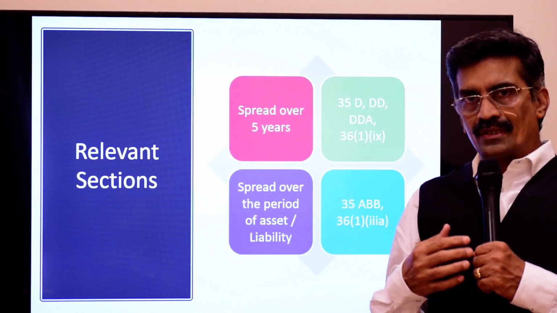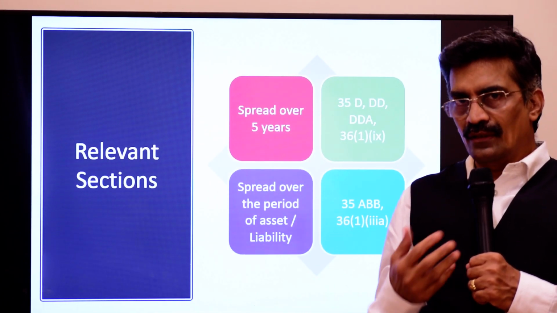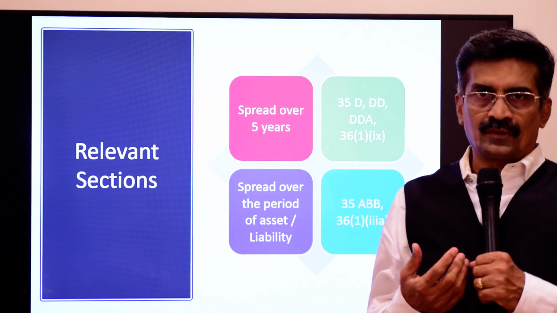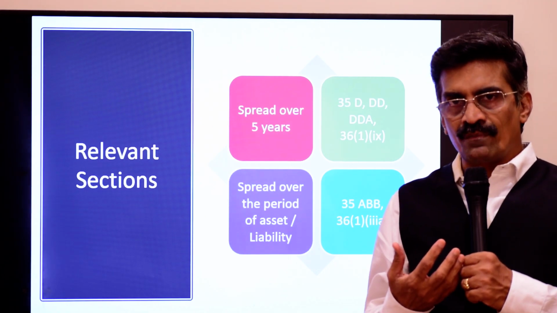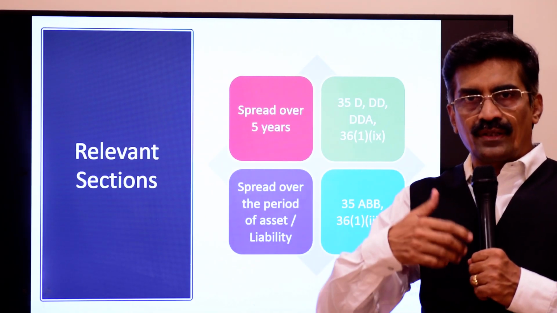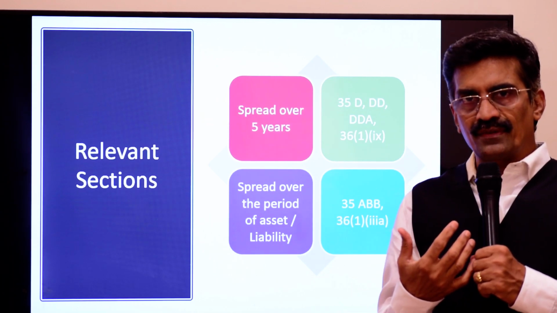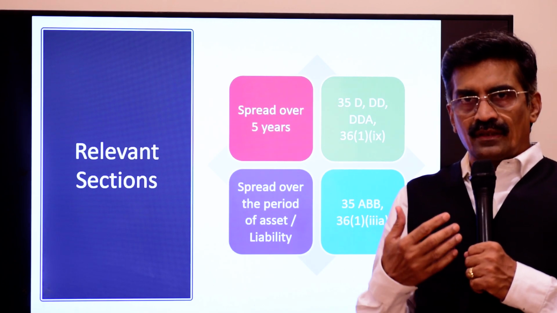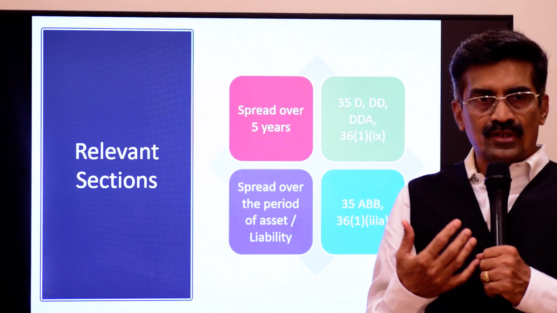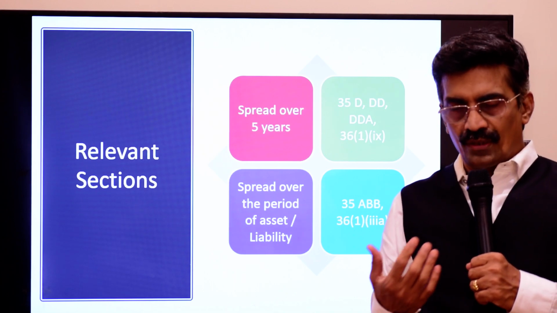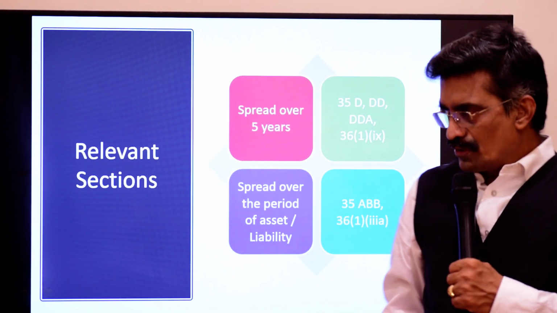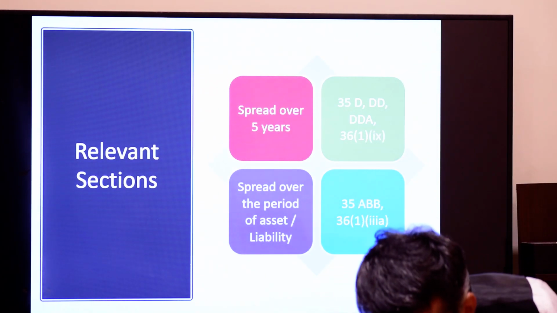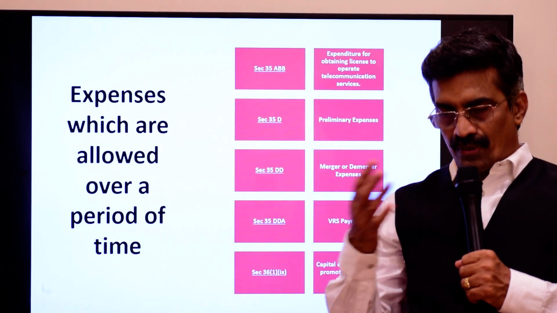There are other sections which are spread over the period of asset or liability, as the case may be. For example, if there is a discount on zero coupon bonds, that is going to be spread over the period of months. Similarly, if a telecommunication license fee or spectrum fee is paid, then the spectrum fee or telecommunication license fee is going to be spread over the period of license. So those are the two sections, 35ABB and 36(1)(iii), to put it differently.